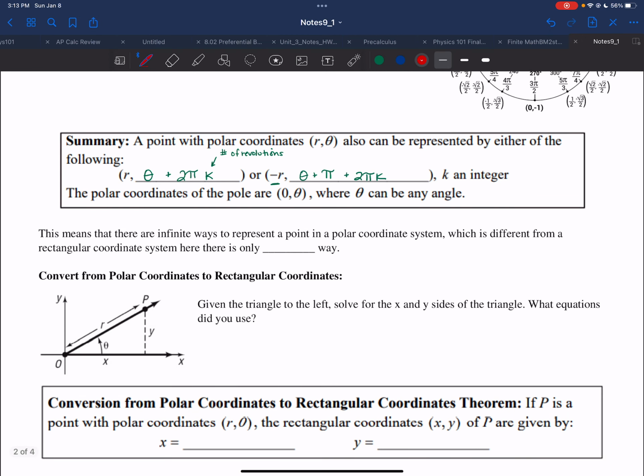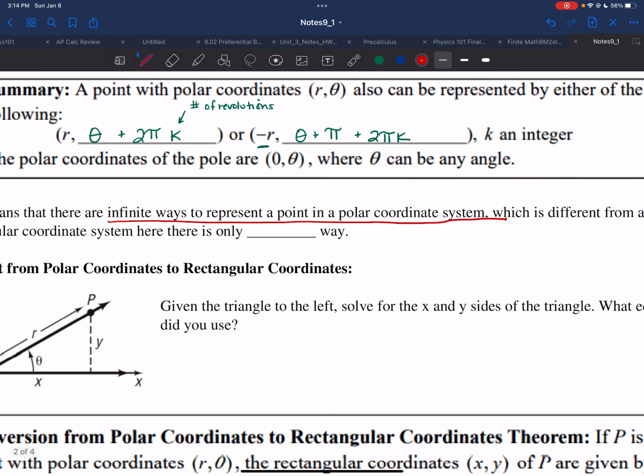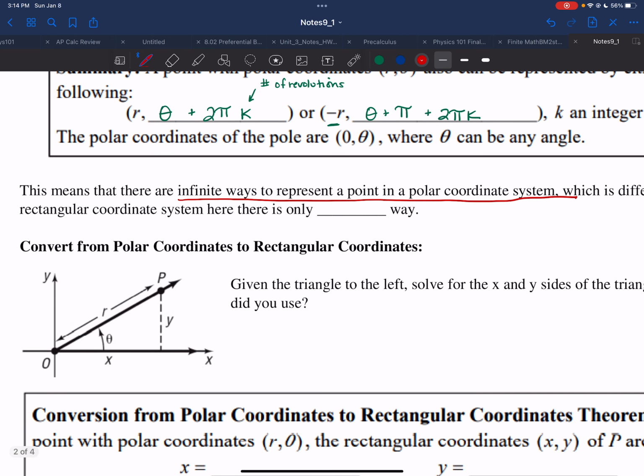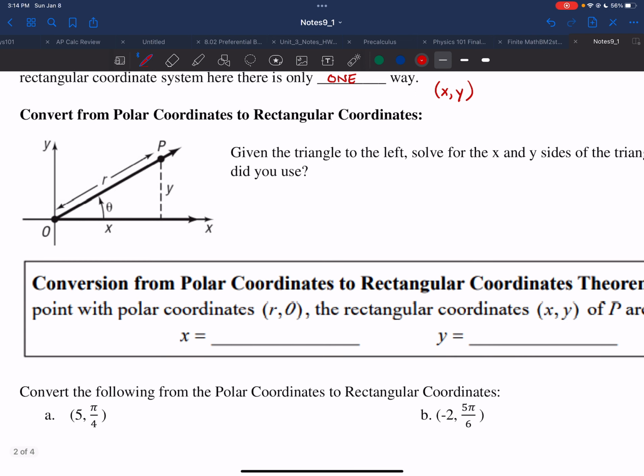However, there's infinite ways to represent a point on a polar coordinate system. So that's something that's kind of interesting there. There's different ways that we could write it, but in a rectangular coordinate system, there's only one way. That one way is your x and your y. There are no multiple versions of x or multiple versions of y because they are actual points. They're not at a specific angle.